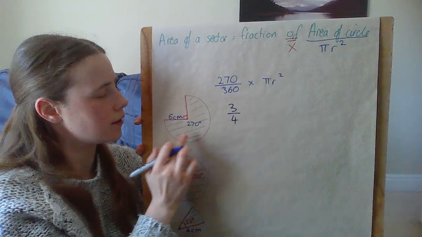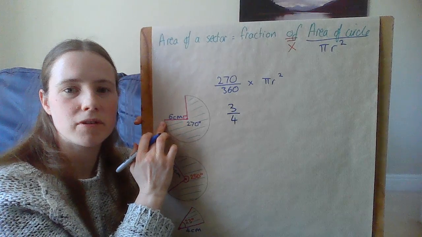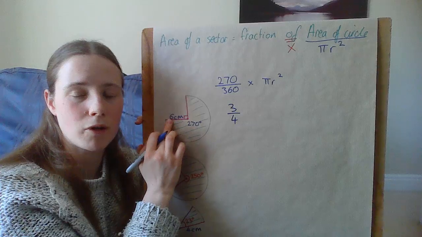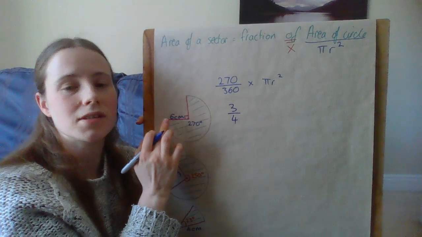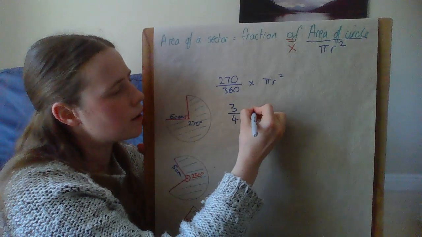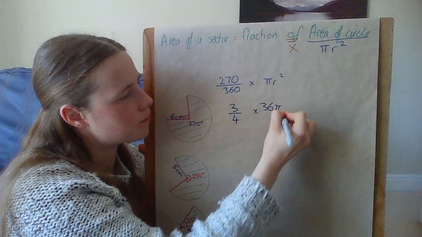Now, r in this case is the 6. Remember earlier on we said that radius was the straight edge going into the middle. So I know I've got 6 as my radius. So 6 squared, or 6 times 6, is 36. Times that by pi, we get 36 pi.